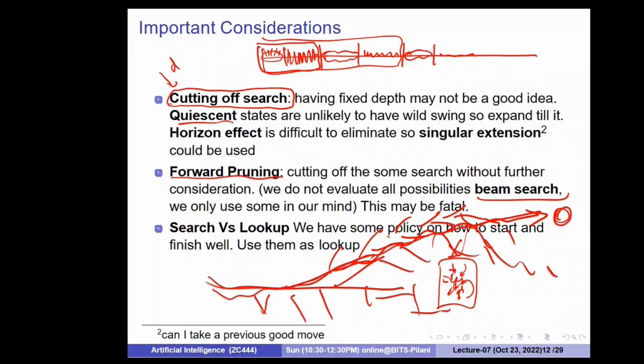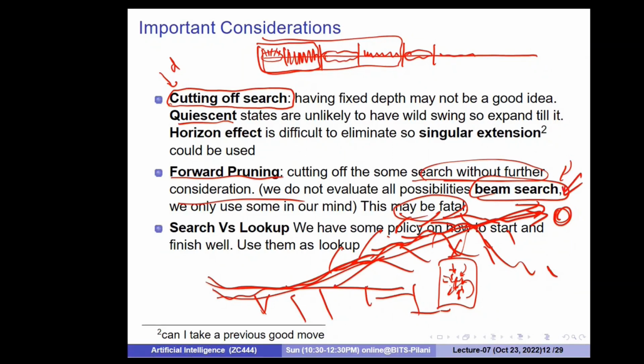Okay, this is called the beam search. So you have some beams, you have some idea that you go in this particular direction, and you go in this particular way only. This means you are cutting out many of the searches without evaluating them. However, this is not a good idea. This may be fatal, this may be wrong, but sometimes it happens. You must consider whether you are going to do the beam search or not.